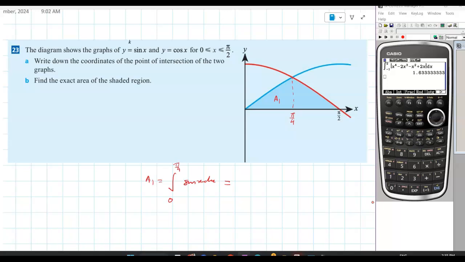A1 equals 0.4142. I did a different way. I did that small area, and then I took the whole area. But because this is a different function and this is a different function, pi by 4, pi by 2. You find these two and add up. That's what I would do.